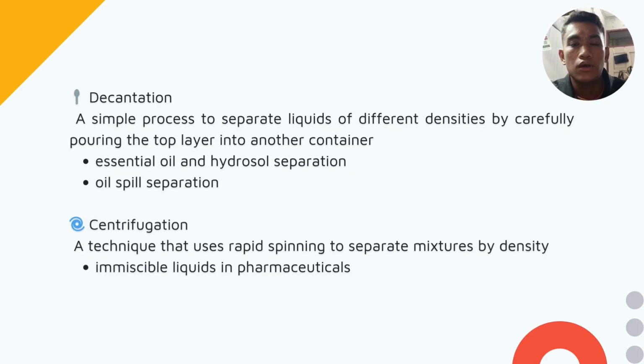Next, my group will be presenting about liquid decantation, a simple process to separate liquids of different densities by carefully pouring the top layer into another container, used when two liquids don't mix, for example oil floating on water. And lastly, centrifugation, a technique that uses rapid spinning to separate a mixture by density. Heavy liquid moves to the bottom, lighter stays on top, common in labs and medicine manufacturing.